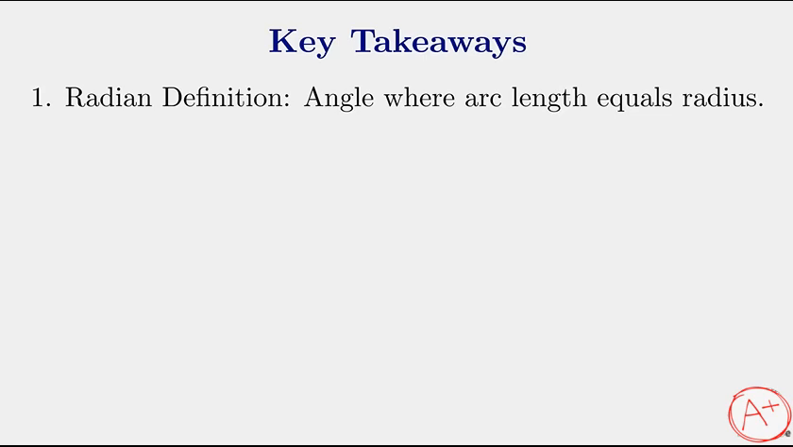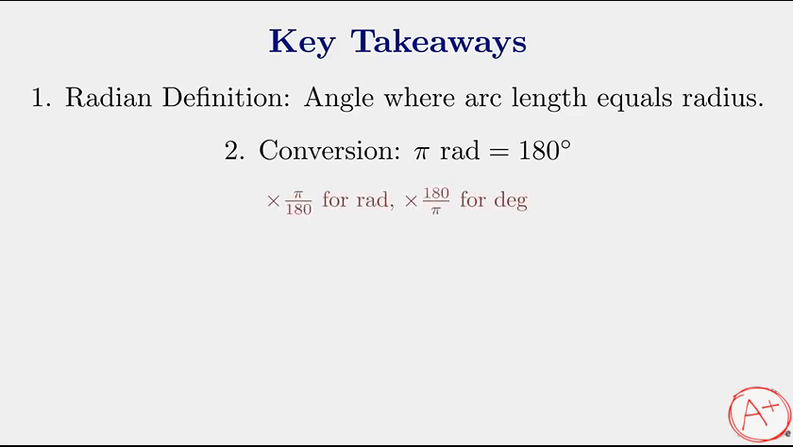To conclude, ensure you have mastered these core concepts for your examination. First, remember that a radian is a ratio of arc length to radius. This dimensionless property makes it the essential unit for all higher-level mathematics. Second, the relationship pi equals 180 degrees is your primary tool. Use it to derive the conversion factors, pi over 180 for radians, and 180 over pi for degrees.